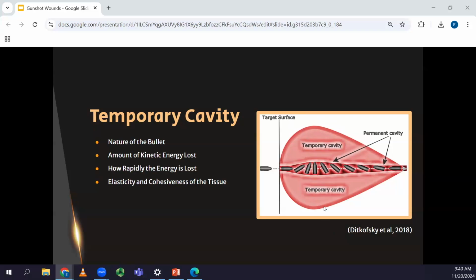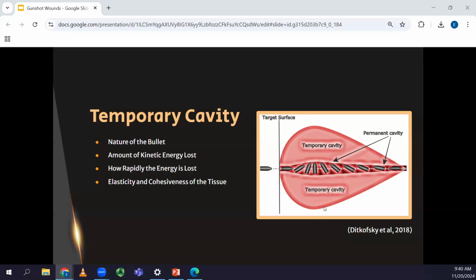There are some structures that tend to be more damaged than others. A structure that has high elasticity, like the lungs, for example, or skeletal muscle, doesn't tend to be as damaged by temporary cavities as structures that have less elasticity, like the spleen, for example.